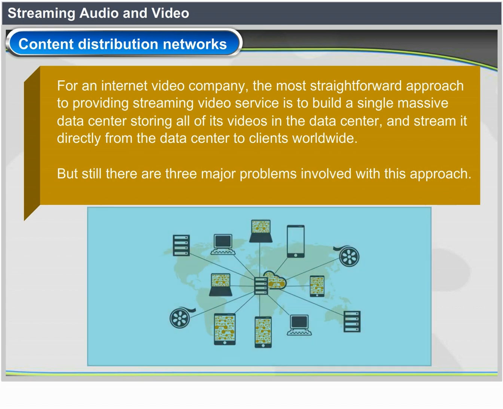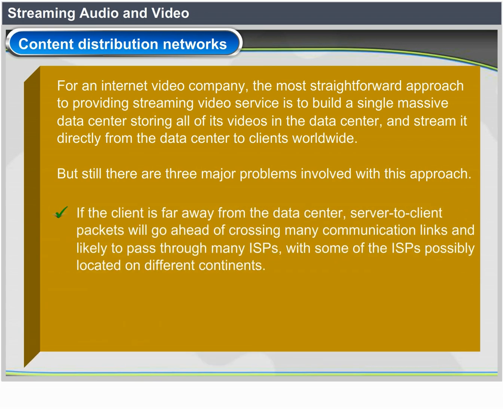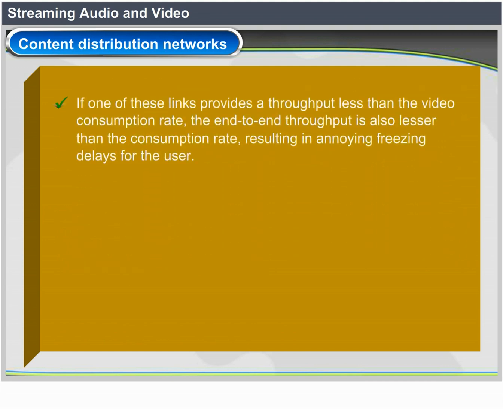If the client is far from the data center, the server-to-client packets will cross many communication links and likely pass through many ISPs, with some of the ISPs possibly located on different continents. If one of these links provides a throughput that is less than the video consumption rate, the end-to-end throughput will also be below the consumption rate, resulting in annoying freezing delays for the user.